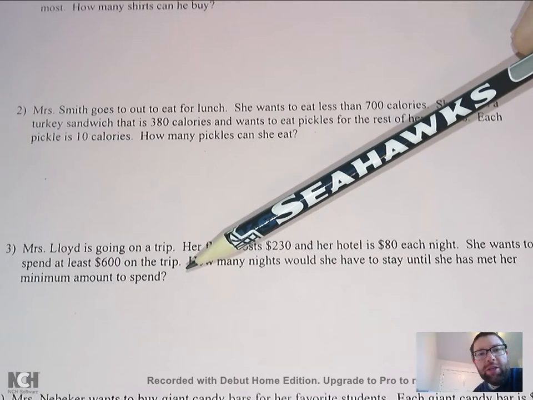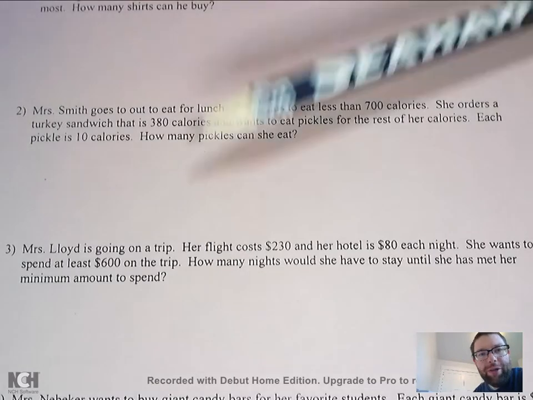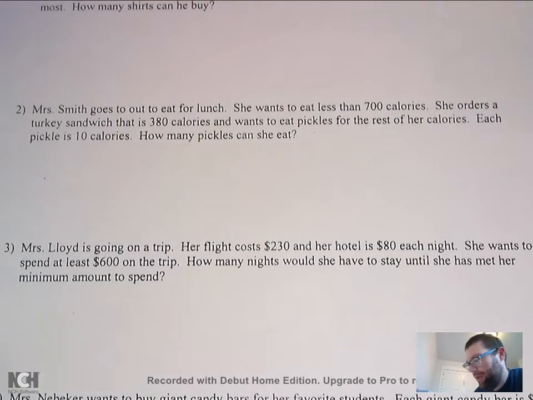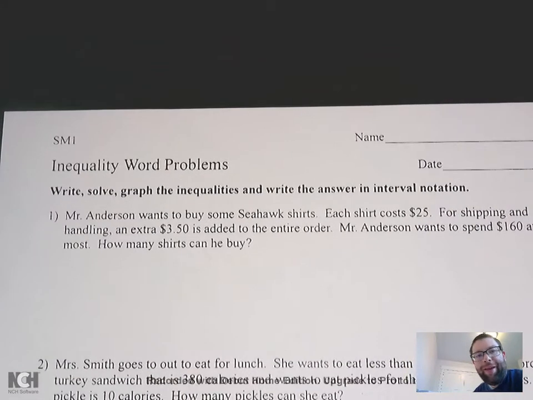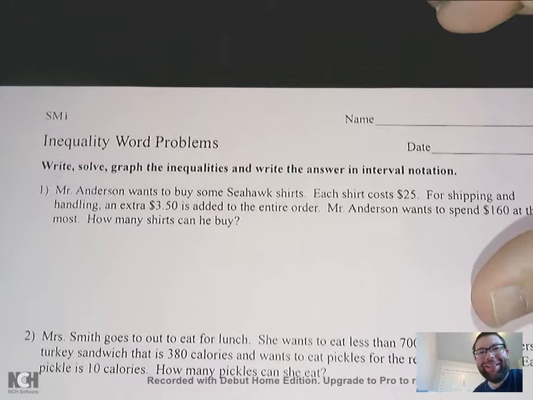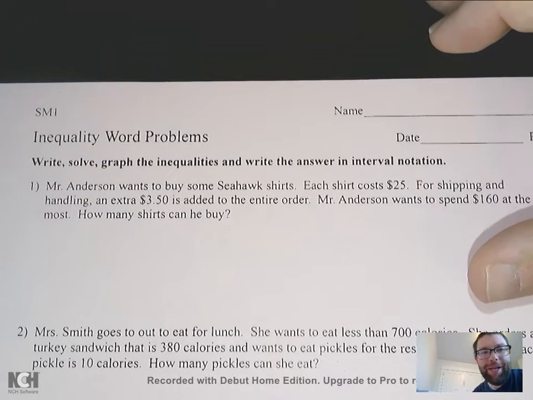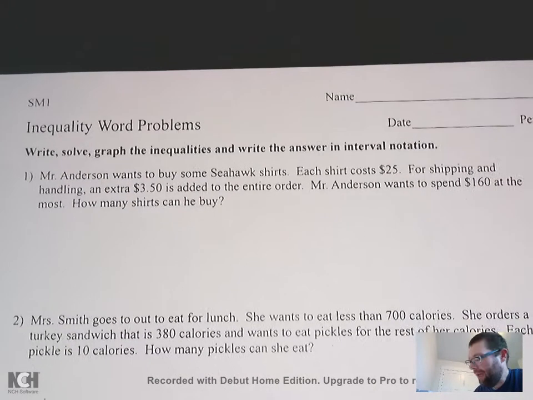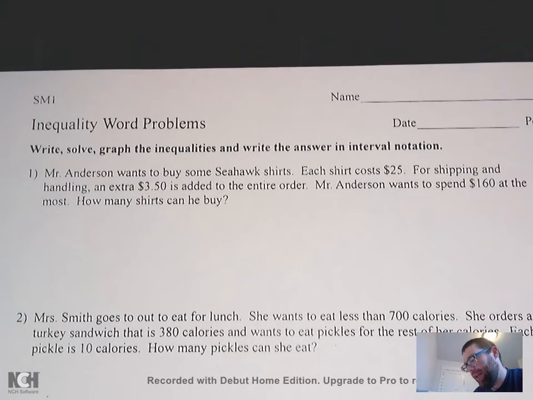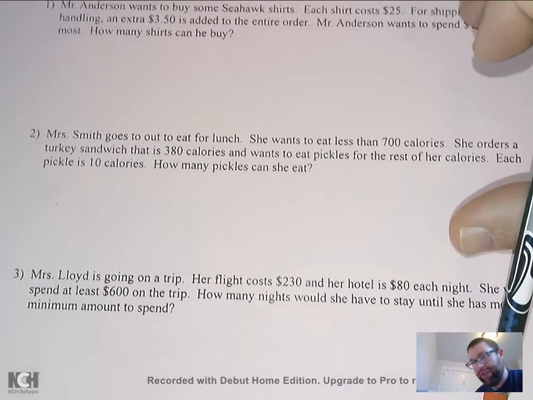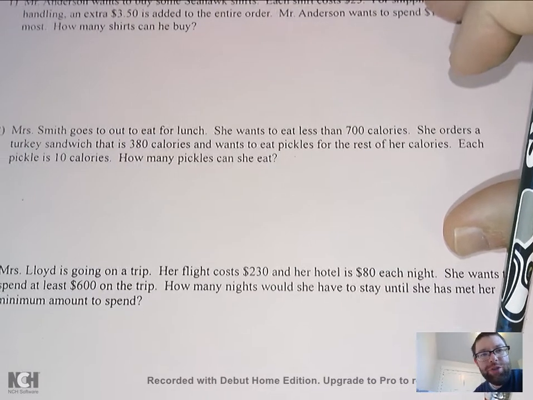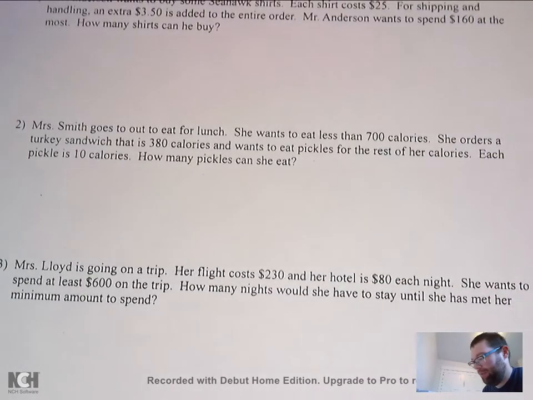Okay, so welcome everybody. We are going to be talking about inequality word problems today. Everybody's favorite, right? They're actually not too bad. These are actually pretty simple problems. We're going to have to still write and solve and graph the inequality just like we've been doing. But these should be pretty simple problems.